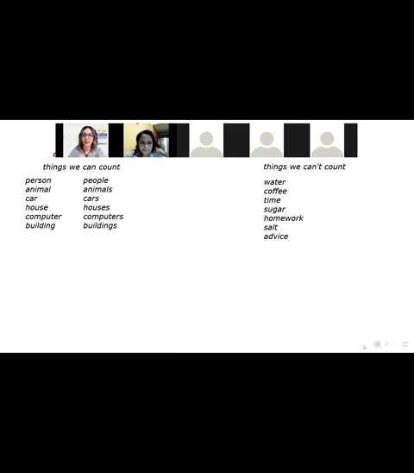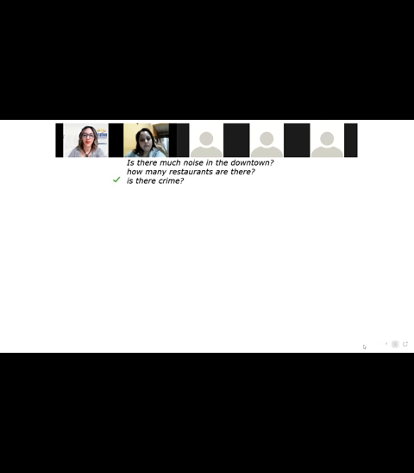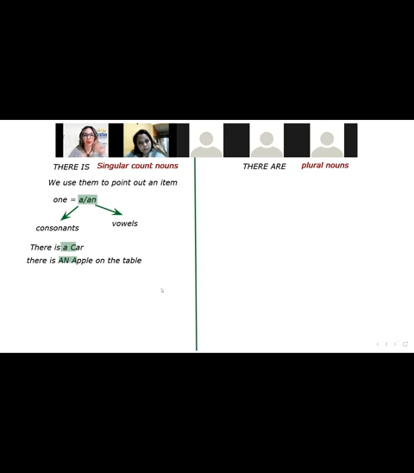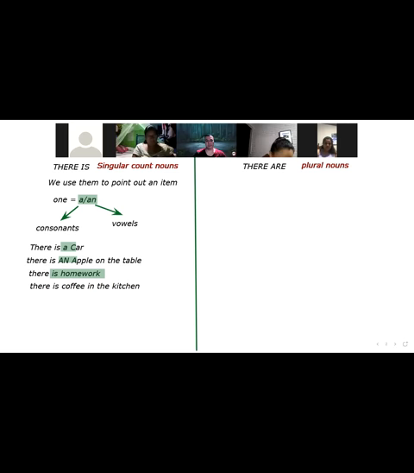There are 1 water, no se puede porque no lo puedo contar. Si quieren utilizar un non-count noun, no le pongan la A porque la A significa uno. There is homework. Es singular, pero no le voy a poner la A porque no puedo contarla. There is coffee in the kitchen. No A. Why? Because I cannot count them.